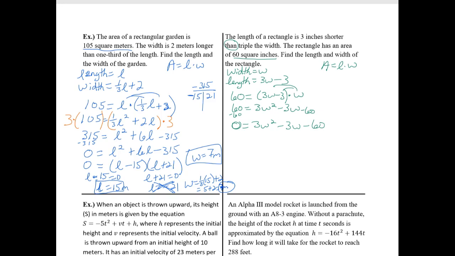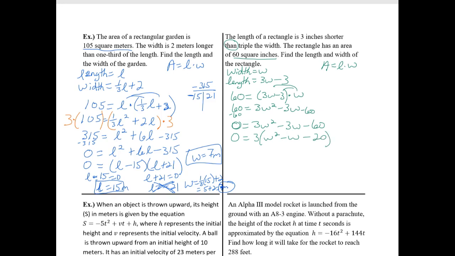To make your lives easier, start with the GCF. So I want to factor. I'm going to start by pulling out the GCF. All three terms here have a 3 in common. Divide that out. I'm left with W squared minus W minus 20.